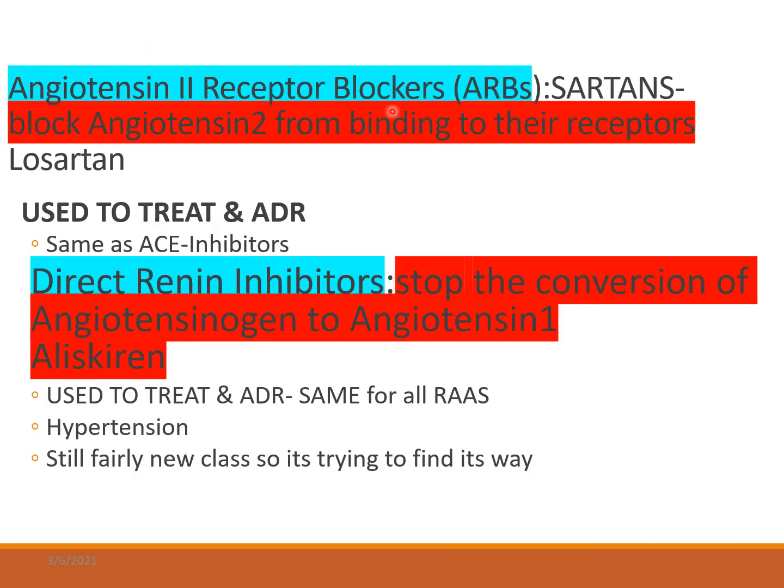Now, angiotensin 2 receptor blockers, ARBs. ARBs are sartans. This is the suffix sartans. They block the angiotensin 2 from binding to the receptors. This is the mechanism of action over here. The uses and the ADR are the same as ACE inhibitors. Then we've got direct renin inhibitors. These stop the conversion of angiotensinogen to angiotensin 1. And this is aliskiren. This is not used often since it's a new drug, and the uses and the ADR are the same. That's it.